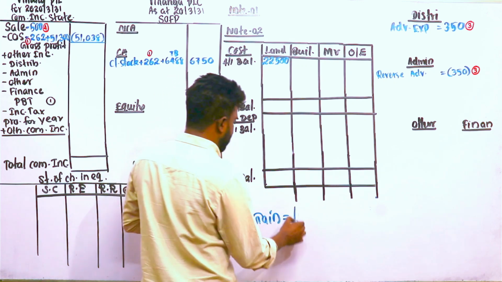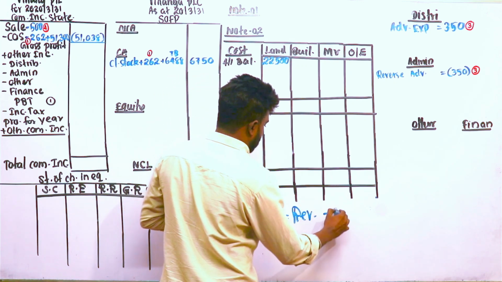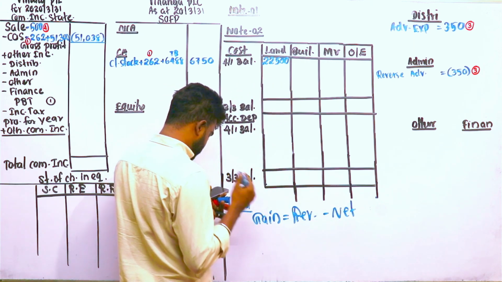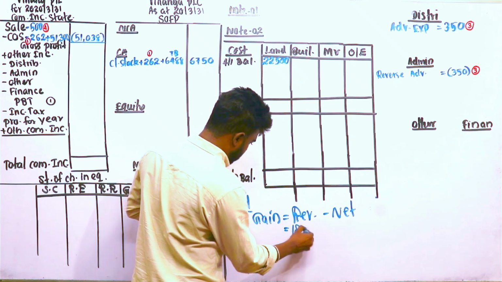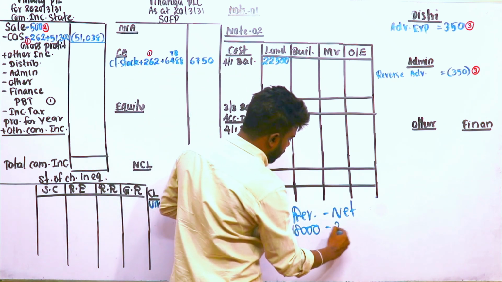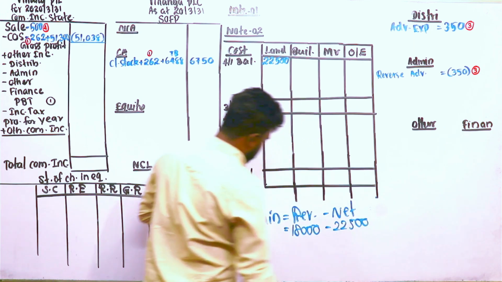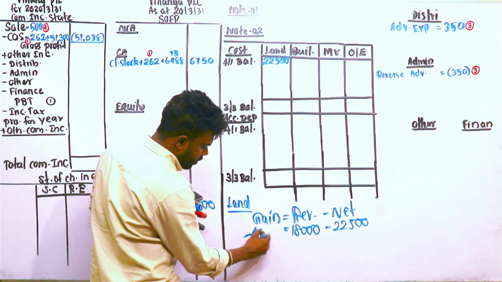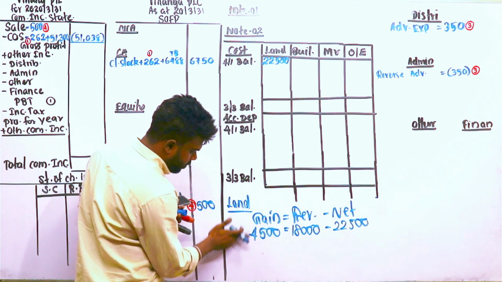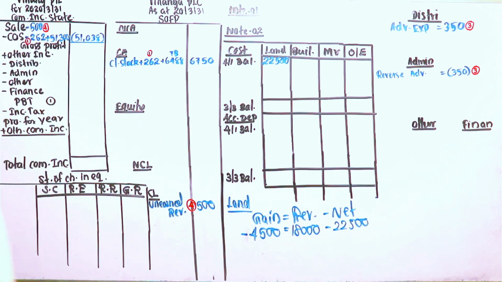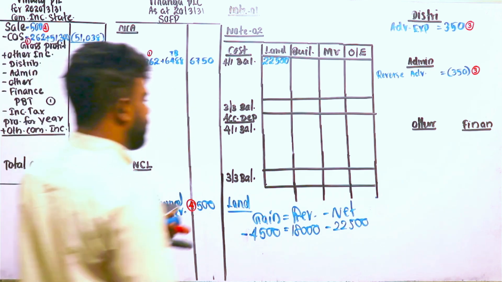Land revaluation gain or loss. Net value: the land was revalued for 18 million. Net value how much? 22,500. How much was it, a loss? 4,500 lost. It's a loss, right? So can you tell me the double entry for the revaluation loss?